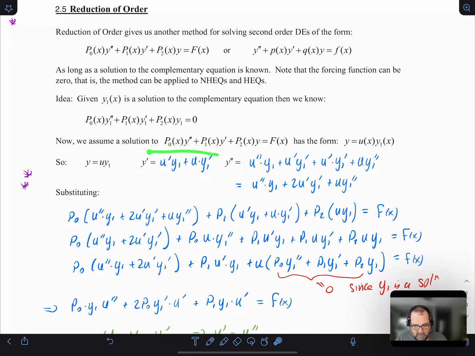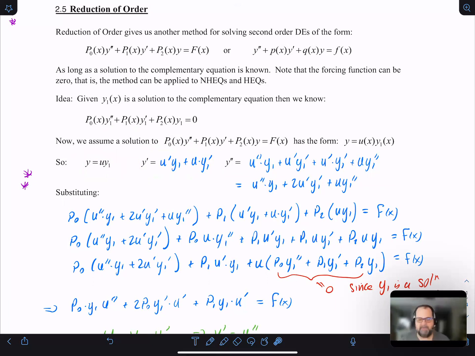And then once you have y prime, we will also need to find y double prime. Again, a couple of product rules this time, but that might simplify out a little bit. So that is our first step here in this method. We have to come up with a complementary solution y1. We form this as our guess. We need to find y prime and y double prime.